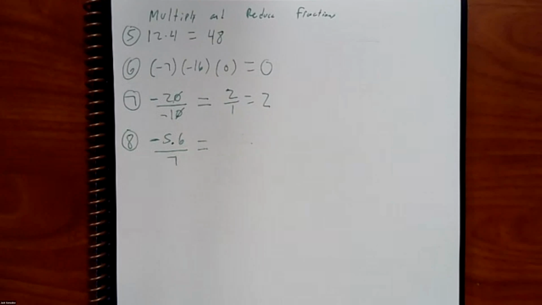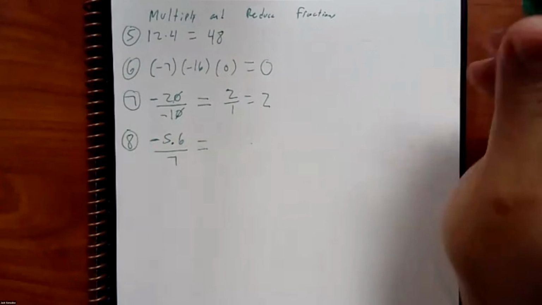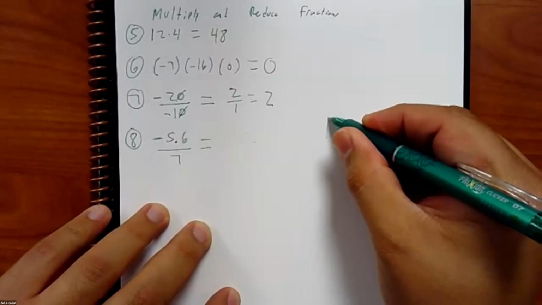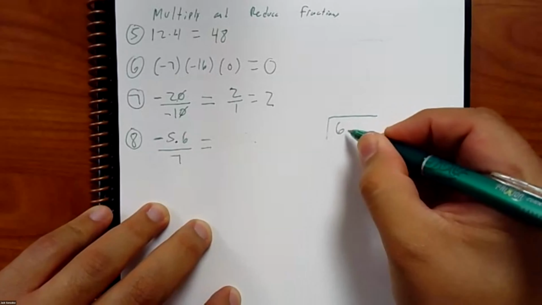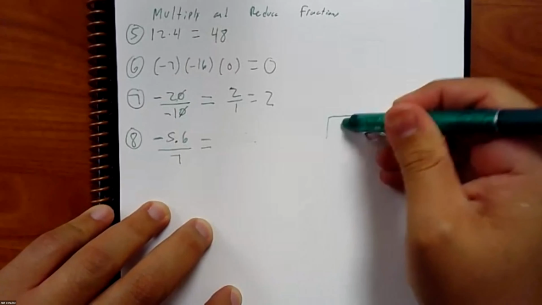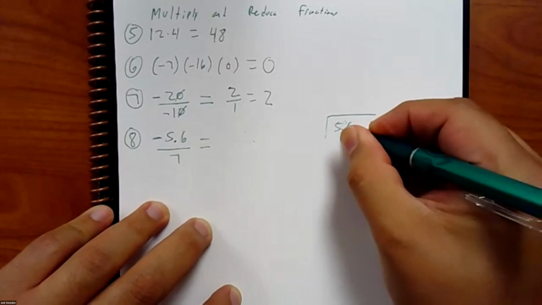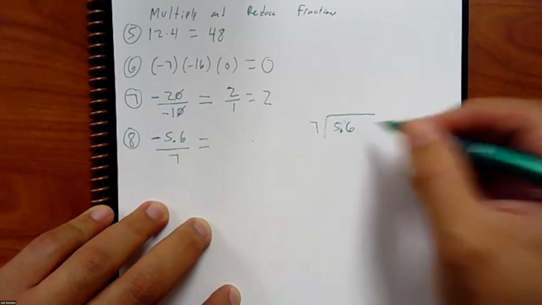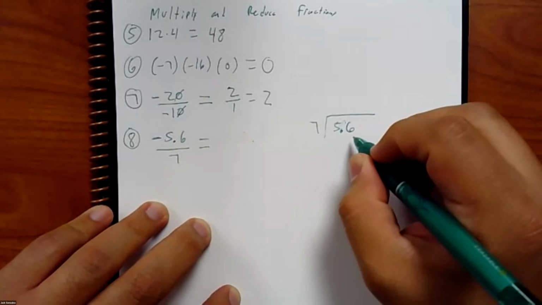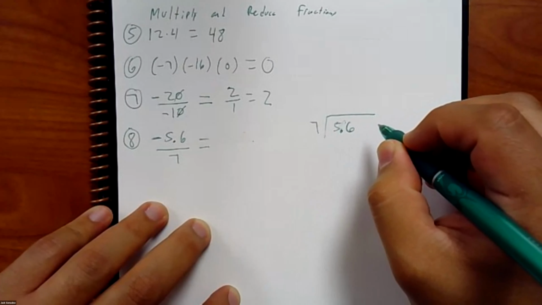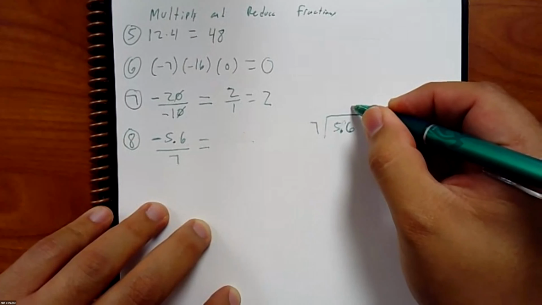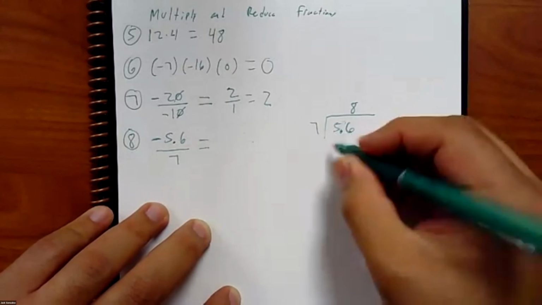I think it's an easy way to explain. 6, 7, 7. I think this makes sense. I got 20 and then plus 5. Seven goes into 56. How many times? 8. 8 times 7.